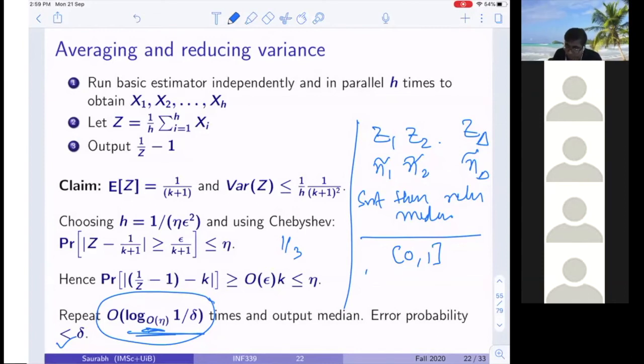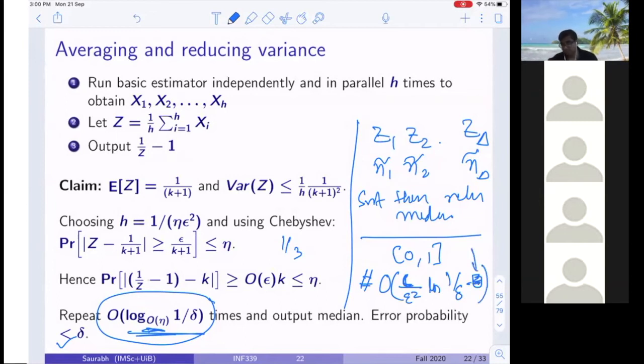So the total number of numbers we will store is basically order 1 over epsilon square, log 1 over delta. Of course, there will be some constant, but forget it. Times whatever that real number is that we wish to compute. Okay, but this is just to give you an idea why this minimum object works.